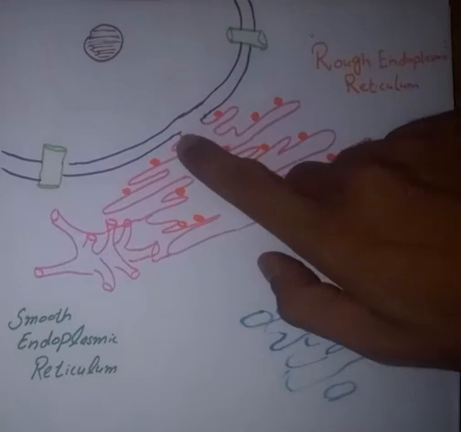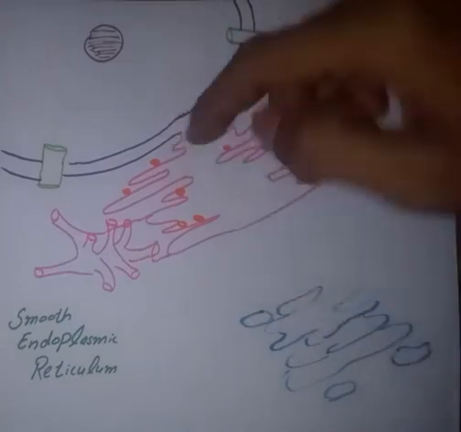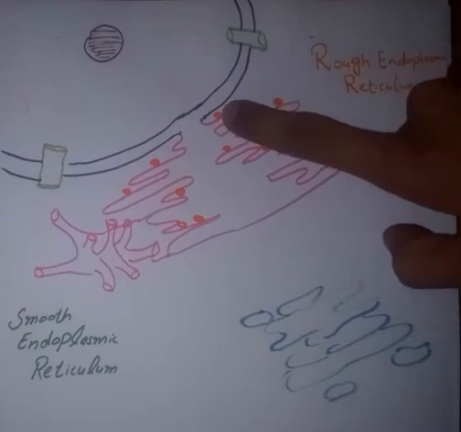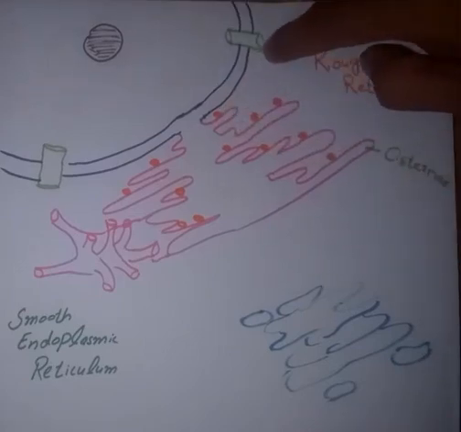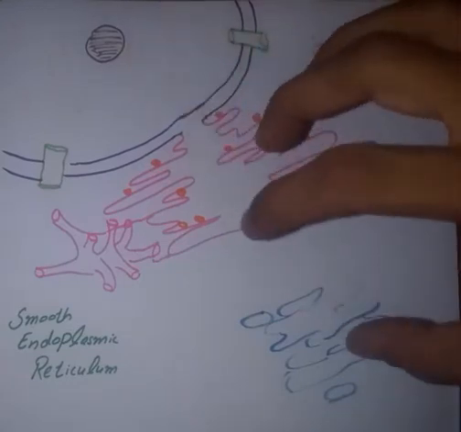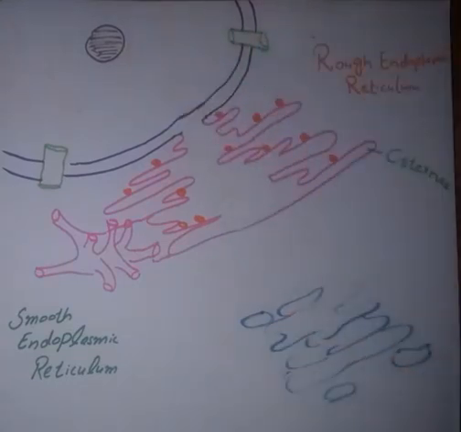In the previous video, we were talking about the nucleus, and we explained that the nucleus is a double membrane organelle. This is the internal membrane. Here we can see the external membrane. Here we can see the nuclear pores, and here we can see the nucleolus. Now let's talk about endoplasmic reticulum.